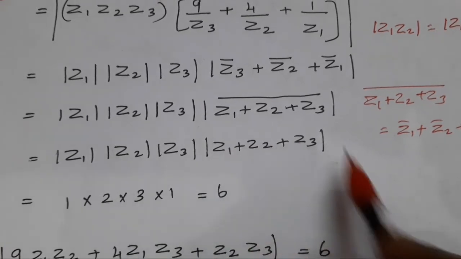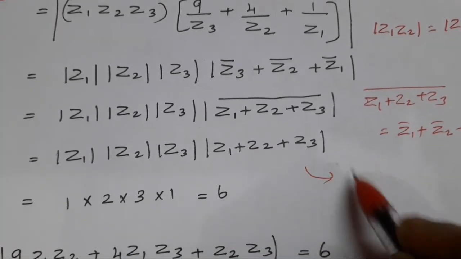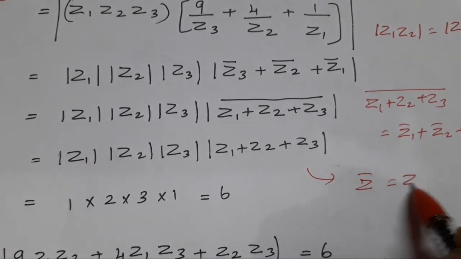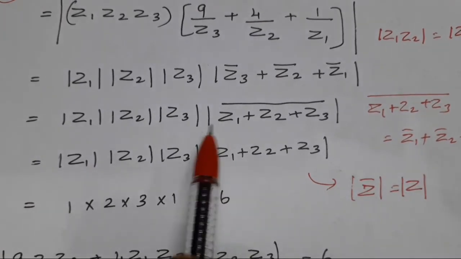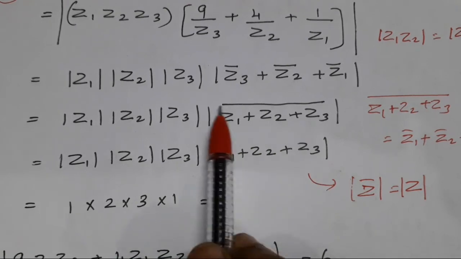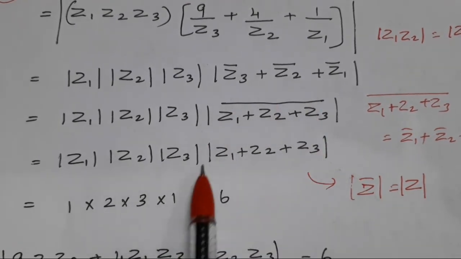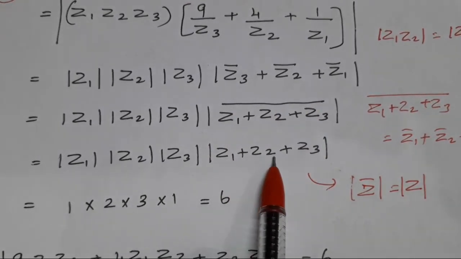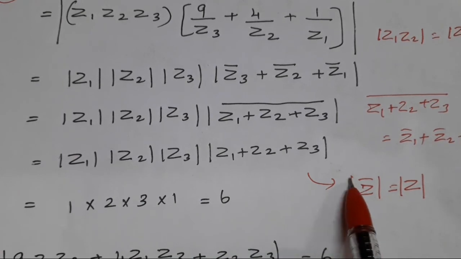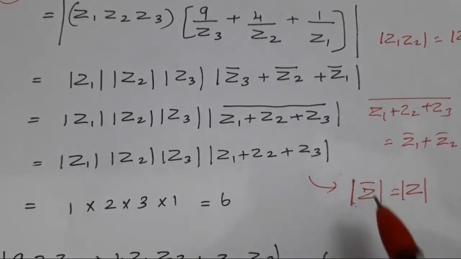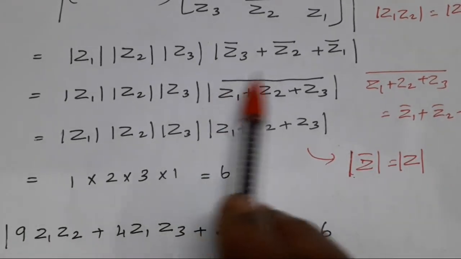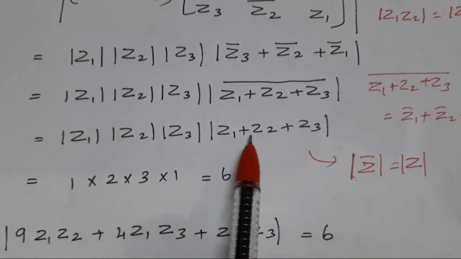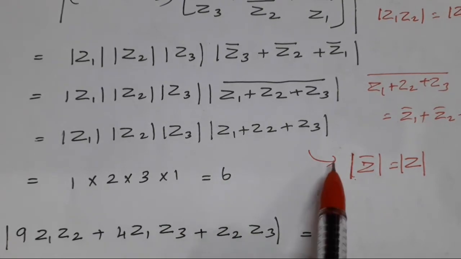Now there is one more property here: the bar of Z bar equals Z, and modulus of Z bar equals modulus of Z. Therefore, modulus of Z1 plus Z2 plus Z3 whole bar is rewritten as, we remove the bar, Z1 plus Z2 plus Z3. Using the property, properties are very, very important for you. Modulus of Z bar is equal to modulus of Z. Therefore, we take the modulus as Z1 plus Z2 plus Z3 the modulus value.